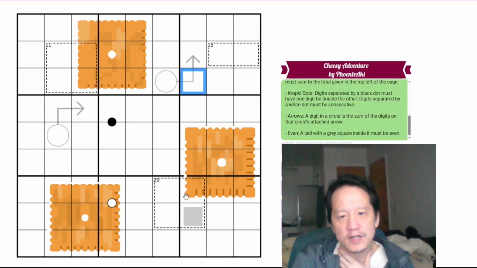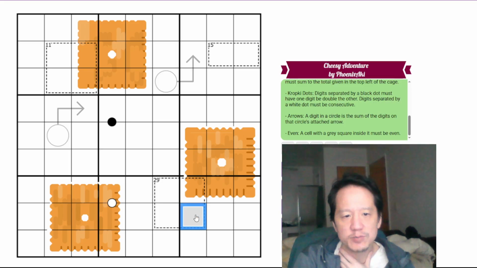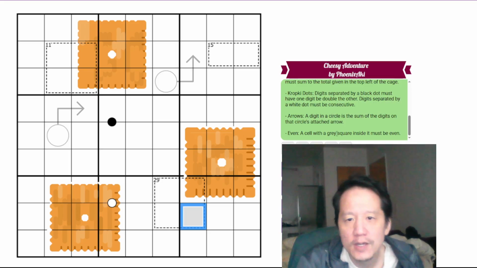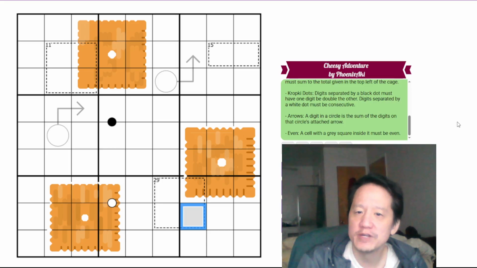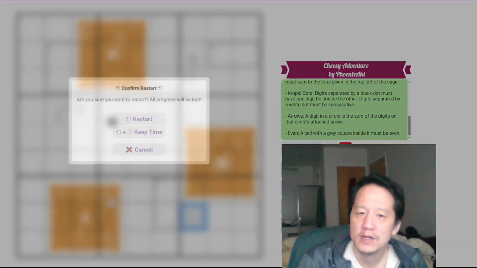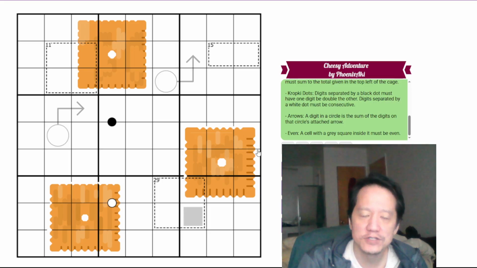And then finally, we have even, where a cell with a gray square inside it must be even, and therefore this digit is even. And those are all the rules. If you'd like to play along, there's going to be a link in the description. And now, I'm going to get started. Let's learn how to Sudoku.